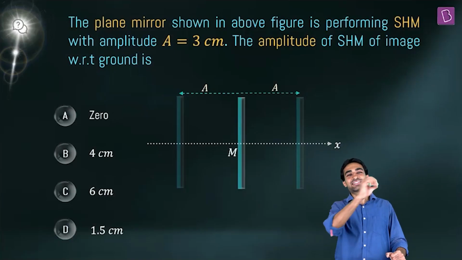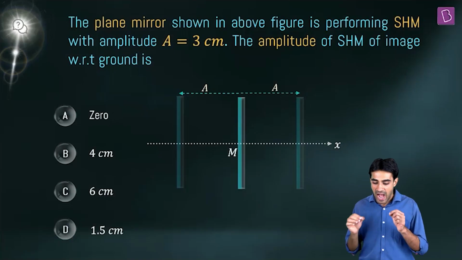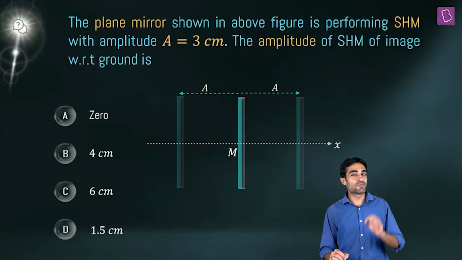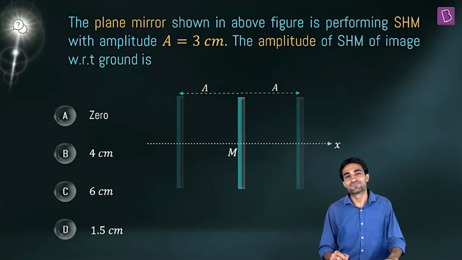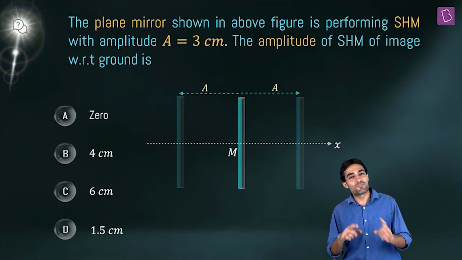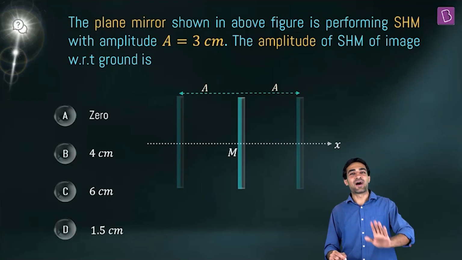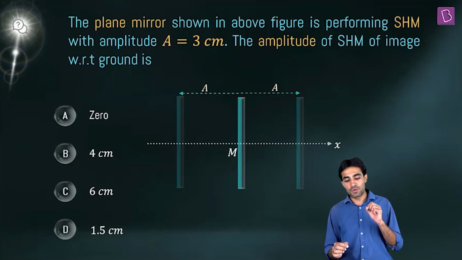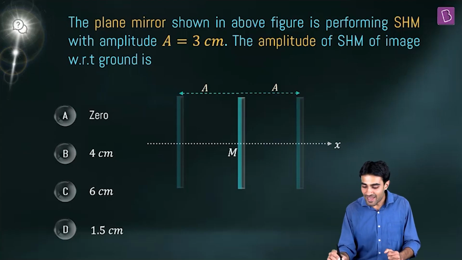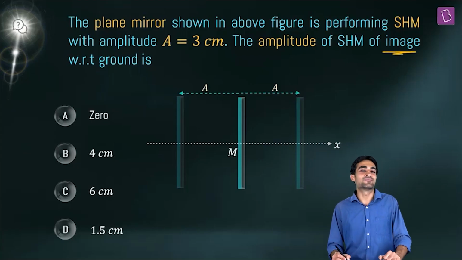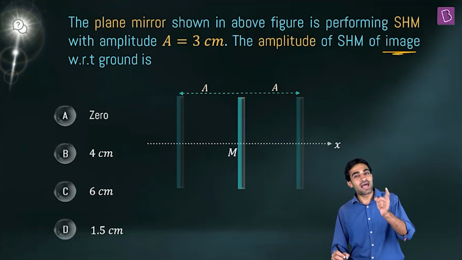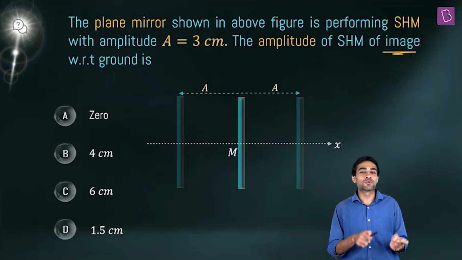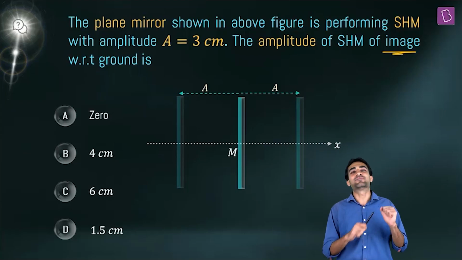Let's have a look at this incredible question. A plane mirror shown in the figure is performing simple harmonic motion with the amplitude of 3 centimeter. Wow! Now we have a plane mirror which is performing SHM. Amazing! The amplitude of SHM of the image with respect to ground is, see, the image is also performing SHM, and we have to tell the amplitude of the SHM of the image. This is the question.